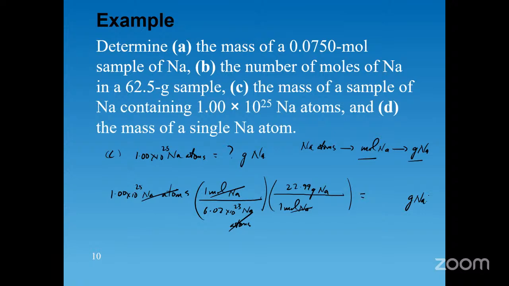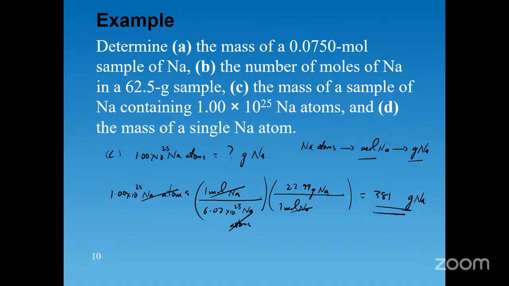All right. So 1.00 times 10 to the 5, multiplied by 6.02 times 10 to the 3, and then multiplied by 22.99. So according to my calculation, I rounded to 3 sig figs. The answer is going to be 381 grams of sodium.